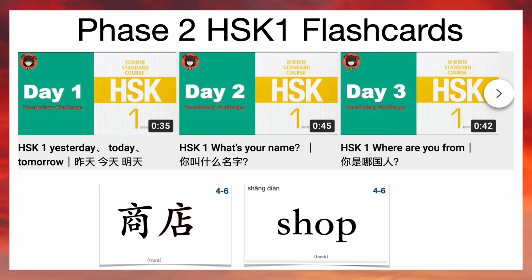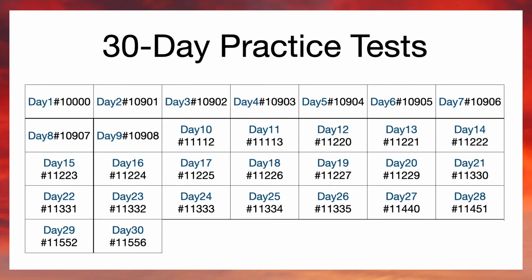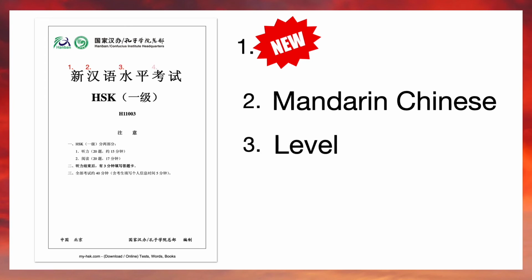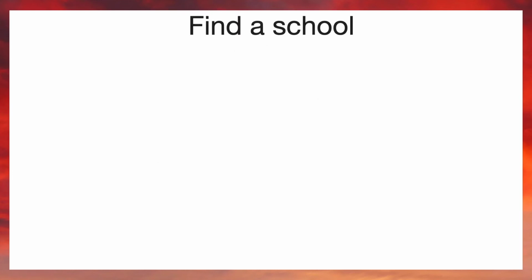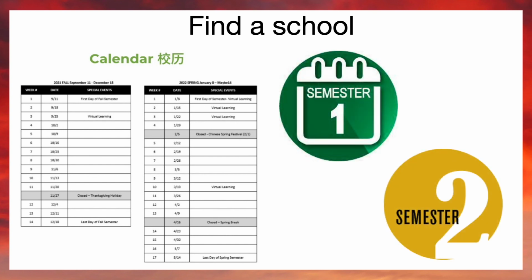The HSK Practice tests help students prepare for the actual HSK tests at all levels. 新汉语水平考试一级。注意：一 HSK 一级分两部分：一、听力20题，约15分钟；二、阅读20题，17分钟。二、听力结束后有3分钟填写答题卡。三、全部考试约40分钟，含考生填写个人信息时间5分钟。For sure, you can go to school to learn test-taking strategies that will be more efficient during HSK prep.